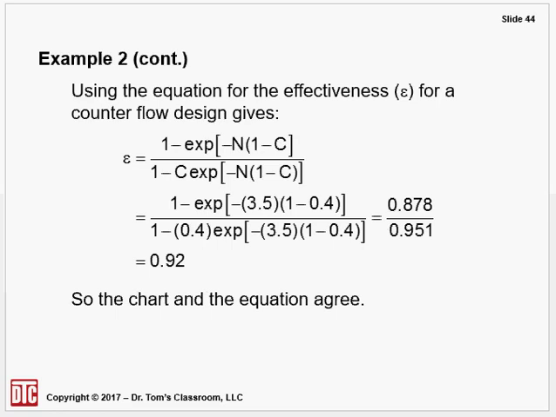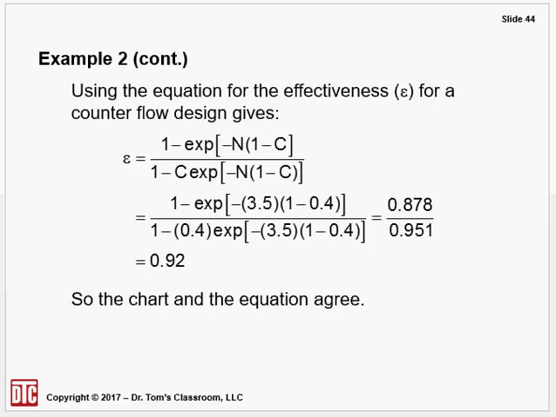This is in the body of the MERM and also in the reference that I was using, where we've got N instead of NTU. Put the various values into this expression: 3.5 for N, 0.4 for C. Here you've really got to be careful with your calculations. Have a TI-36 or something with multiple storage locations, and use that extensively to make sure of this calculation. I gave you some interim numbers in case you have trouble with your calculator. 0.878 is the numerator, 0.951 is the denominator, and that came out right at 0.92. So the chart and the equation agree.